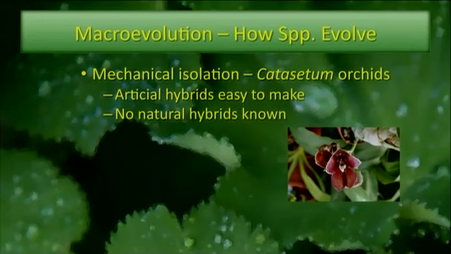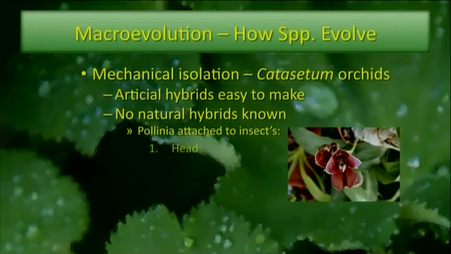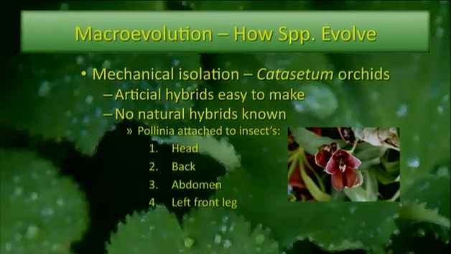Okay, pollinia. The pollen are in packets called pollinia, and the pollinia are packaged together. For species number 1, the pollinia attach to the insect's head. For species number 2, it attaches to the back of the insect. For species number 3, it attaches to the abdomen of the insect. And for species number 4, it attaches to the left front leg.